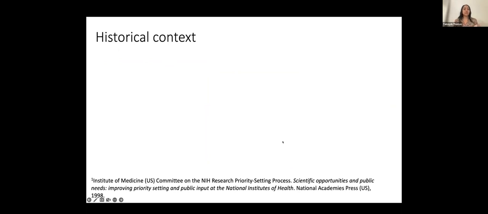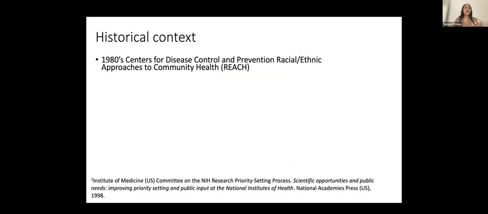And so now we're going to talk briefly about the historical context for this work. In the 1980s, the CDC enacted the REACH program. It was really at the forefront of thinking about how the CDC was going to try to reduce health disparities. REACH has actually been the only CDC program that's explicitly focused on reducing chronic diseases for multiple racial and ethnic groups and communities that have high rates of chronic disease.